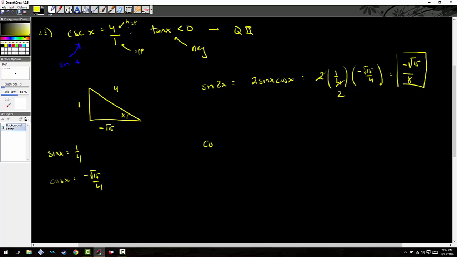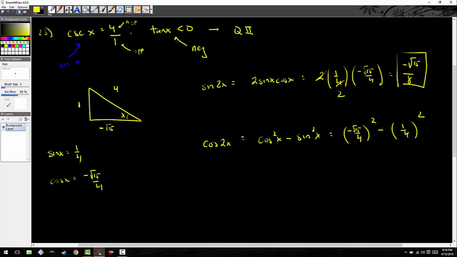Cos 2x is going to use the cosine double angle. So I know that that's cos squared x minus sine squared x. Well, again, I already know what these things are. So I can use that information and say that it's two values being squared being subtracted. So I've got negative rad 15 over 4 inside, and then I've got 1 over 4 inside.